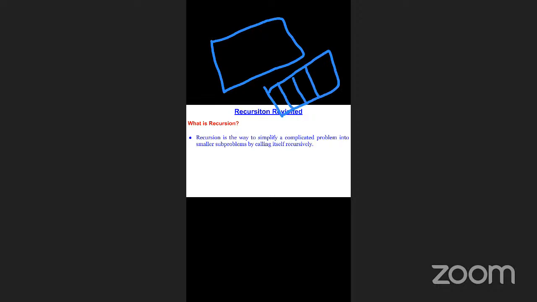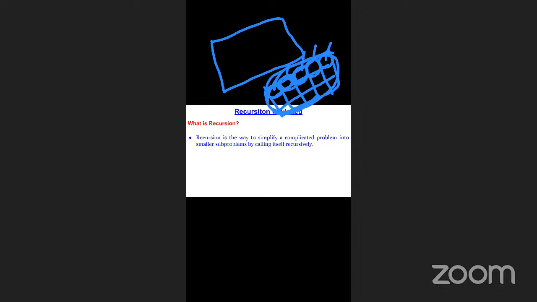Recursion revised. What is recursion? For example, there is a big problem, and it is very difficult to solve. That's why recursion divides the big problem into subparts. Then each problem is solved easily, this one and this one in the same way. Whenever a big or complicated problem is there, it is converted into smaller subproblems, then the calculation becomes easy, and it is done recursively.